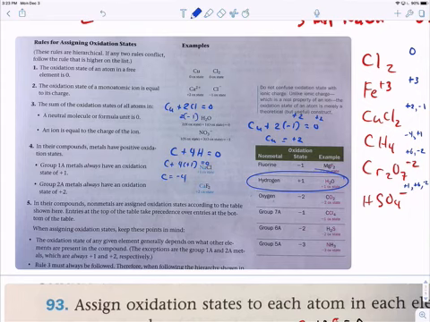So we're doing this kind of Korean model, like solve a problem with problems to solve. And we're reviewing some oxidation states.